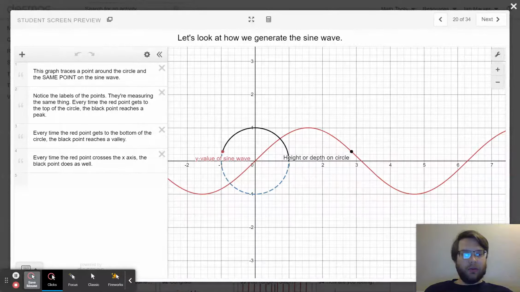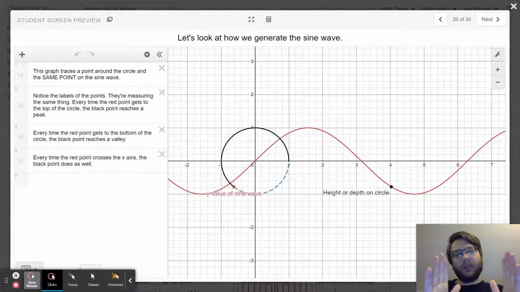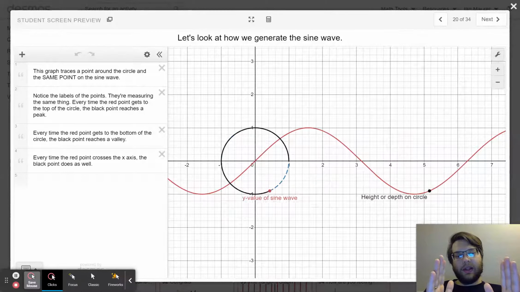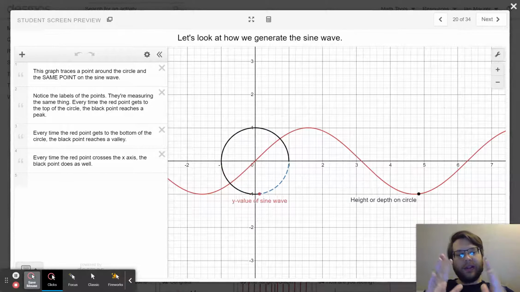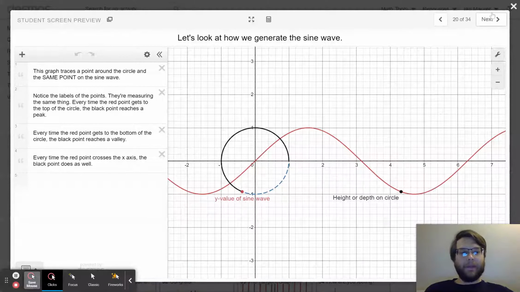Every 2 pi, we create a full circle. And that 2 pi distance there, where you create a full circle, is called a period. So don't be afraid of the word period. It just means the length of a full rotation.